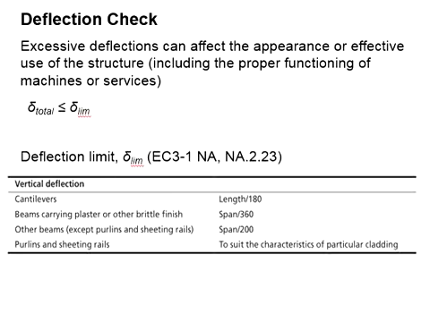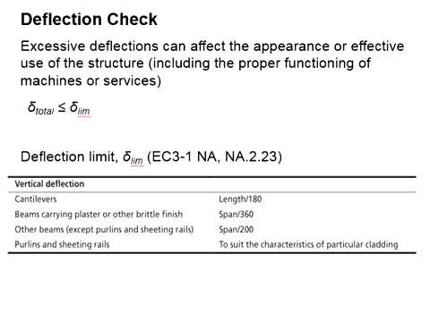Deflection check. Steel beams need to be checked for deflections, as excessive deflections can affect the appearance or the effective use of the structures. These include the proper functioning of the machines or services. It is to ensure that the total deflection is less than the deflection limit.